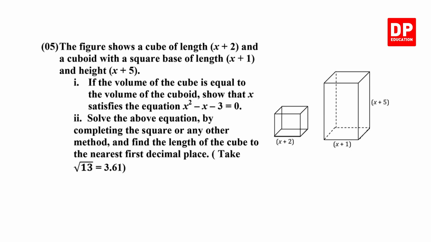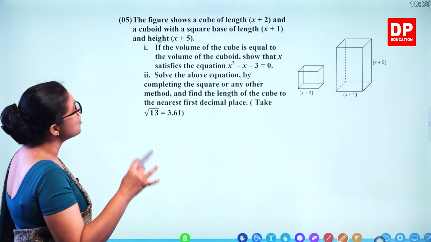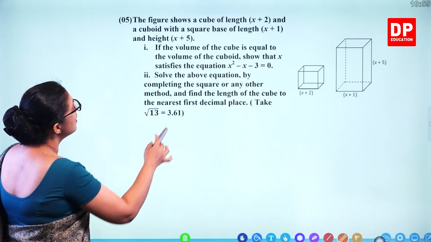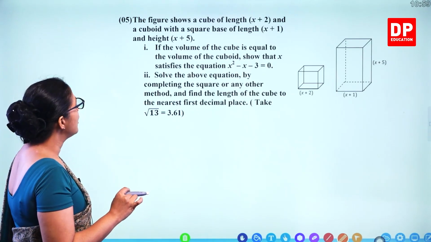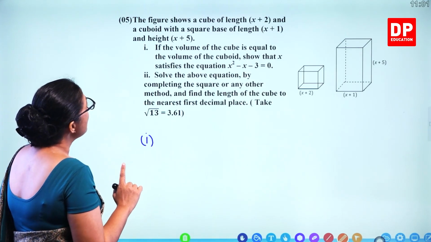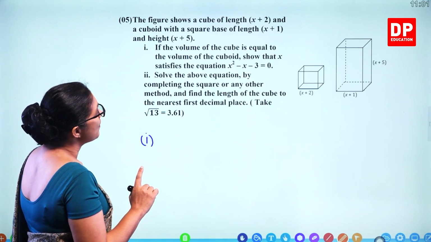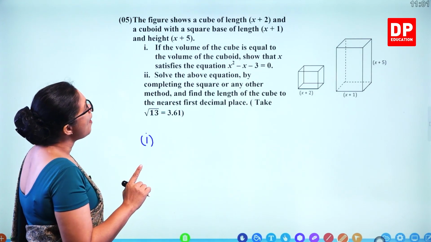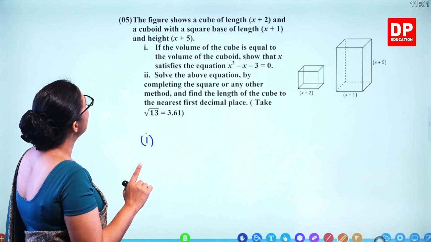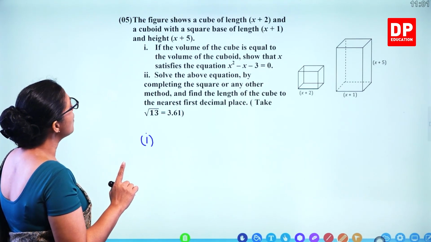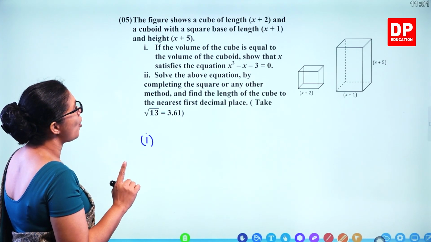Let's take question number 5. This is about making an equation using volumes, and then you have to find out the length of the cube. We'll do the first part. The figure shows a cube of length x plus 2 and a cuboid with a square base of length x plus 1 and the height x plus 5. If the volume of the cube is equal to the volume of the cuboid.